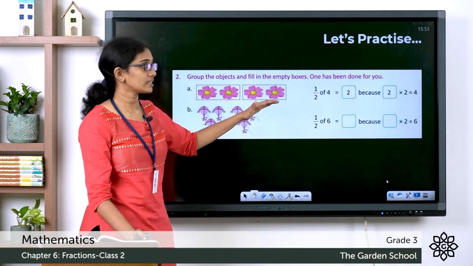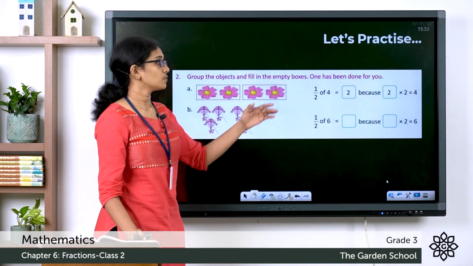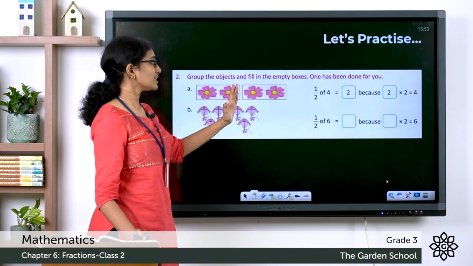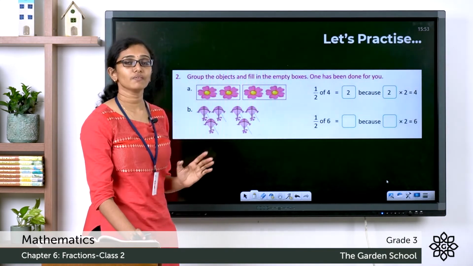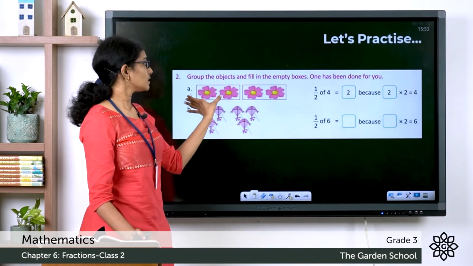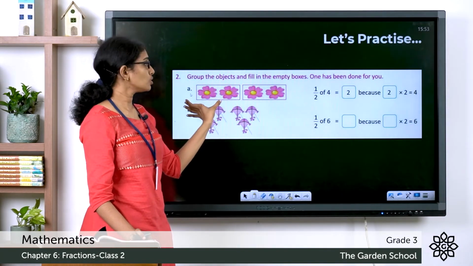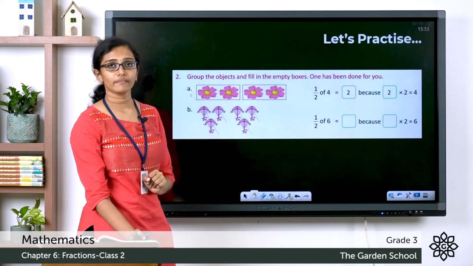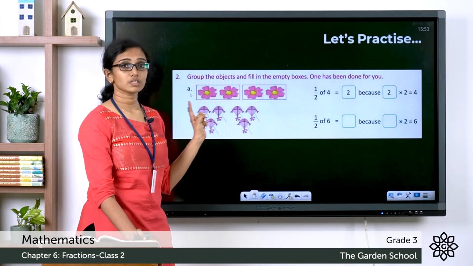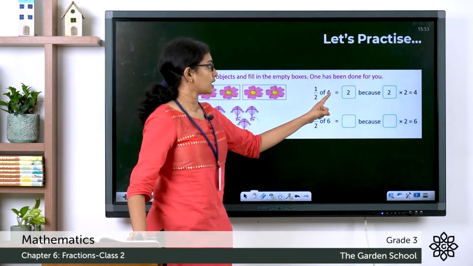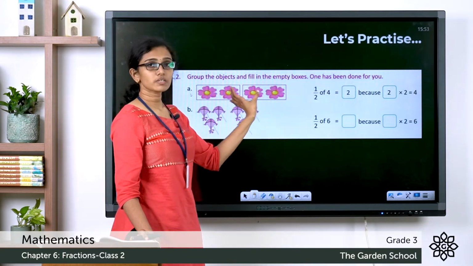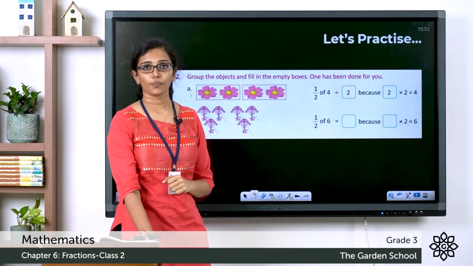4 flowers were given there. You are asked to find out 1 by 2 or half of 4, which means you have to divide the total 4 flowers into 2 equal groups and consider one part of it. So when you divide 4 flowers into 2 equal groups, each part will have 2 flowers in it. That is, 1 by 2 of 4 is equal to 2, the number of flowers in each group. That is because 2 into 2, 2 times a group of 2 will give you 4.